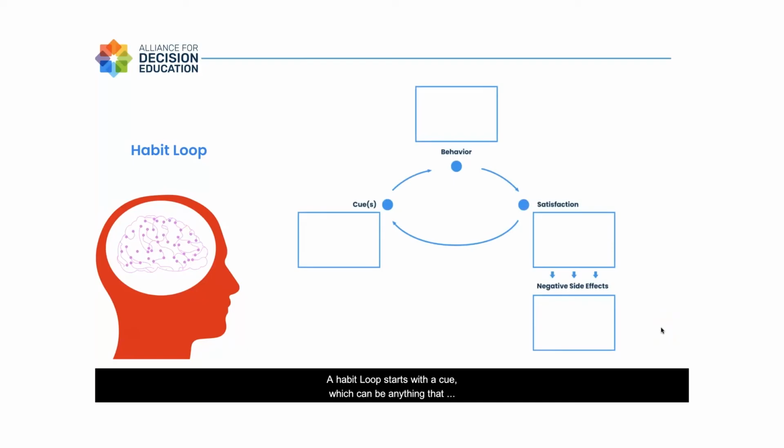A habit loop starts with a cue, which can be anything that reminds us of doing the habit. So it could be a certain feeling, which could be emotional or physical. It could be a time of day, a place, the people you're with, what you did just before, or some combination of those things. And then the cues prompt the behavior of the habit.